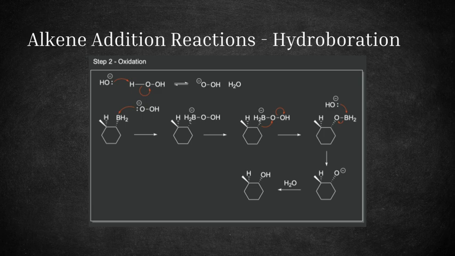In the final step, the newly formed boron-oxygen bond is hydrolyzed by hydroxide in another Lewis acid-base reaction. The hydroxide attacks the boron atom, leading to the release of the alkoxide intermediate. This alkoxide is then protonated by water, yielding the alcohol product. The result is an alcohol with anti-Markovnikov regiochemistry, where the hydroxyl group is attached to the less substituted carbon of the former alkene.